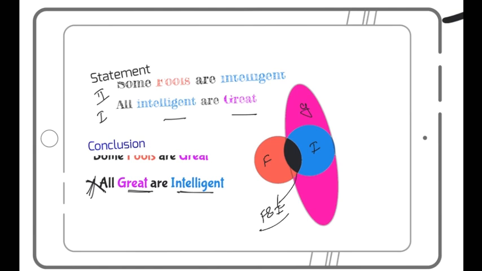Yes. There are some fools who are intelligent, which is given by this intersection. This black one is fool and intelligent, right? And all intelligent are great, which means surely I can say at least there are some. Some means one as well, right? Some fools are great, I can surely say this, because some fools are intelligent, and all intelligent are great. This black part comes under this pink part, right? So some black will always be pink. That's why conclusion one follows. And even in this case, I'll mark option A, which says only conclusion one follows.